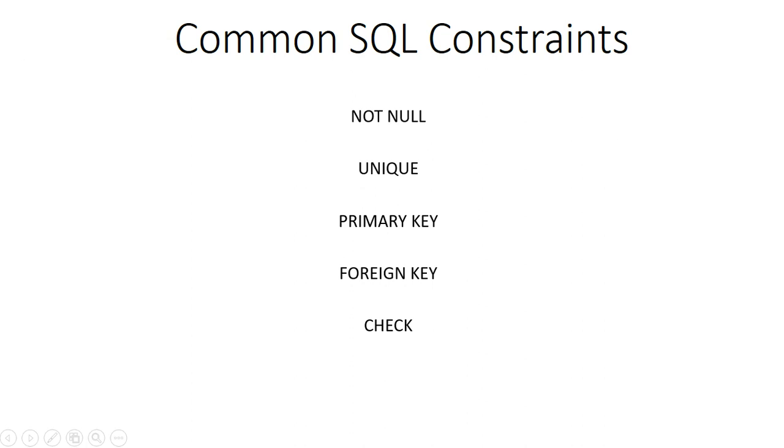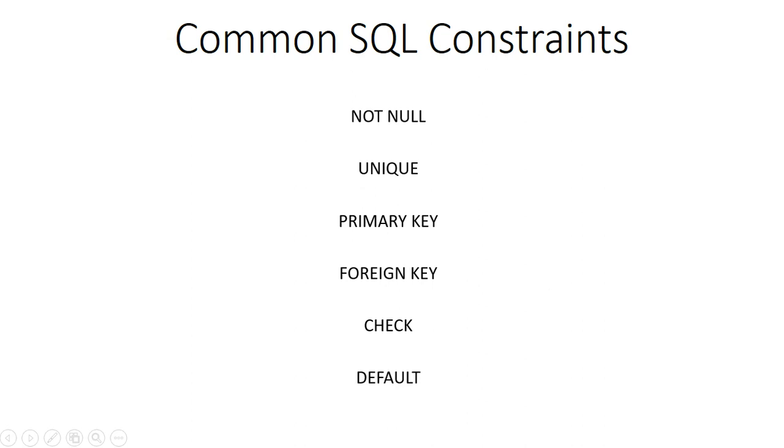Then we have check. Check is used to ensure that the values being entered by the user fulfill a certain criteria. For example, you want to register users that buy beer in your club or in your bar. What you do is you check the age. You have all your columns, and then at the end you say check, and in brackets you say age greater or equal to 18. That's a typical example.